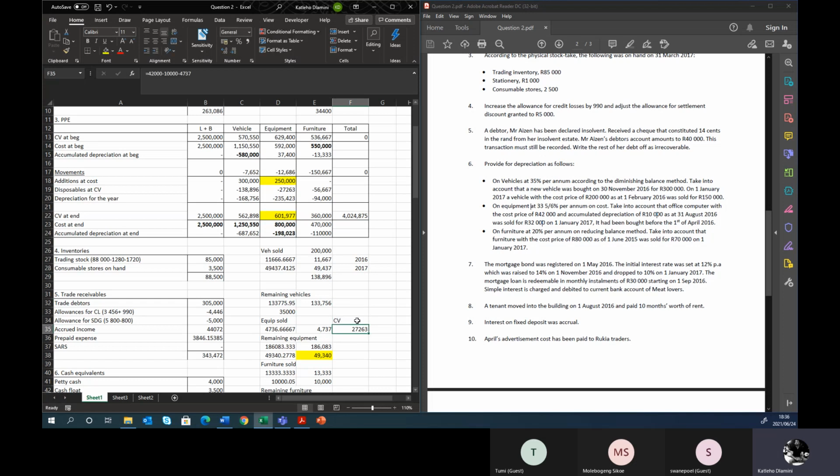Carrying value here of 27,263 Rand. Remember, we sold it for 32,000, so we made a profit of the difference between 32,000 and the 27,000, but it's not important for our calculations. So here it is over here. It's equipment, so disposals are always shown at carrying value. So you'll see I just said equals that amount over there. Okay, then I think that is it for equipment.